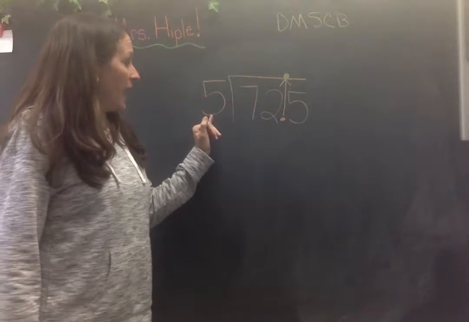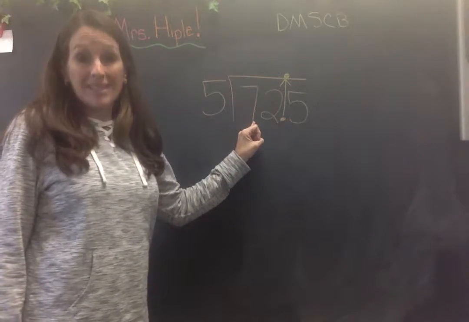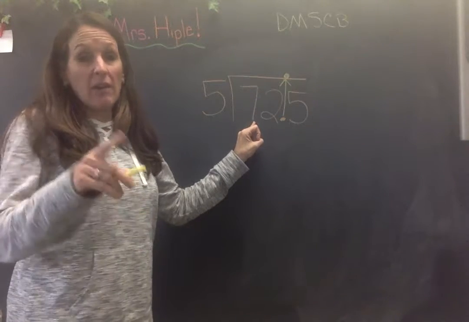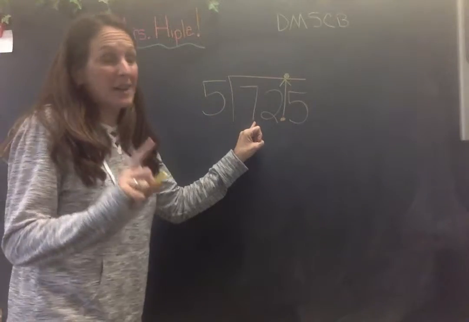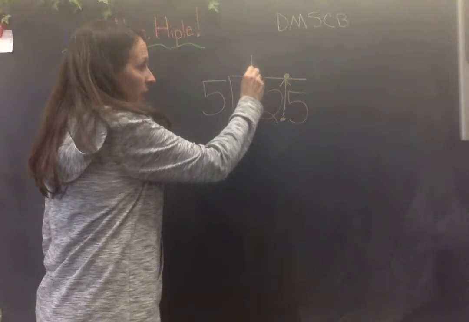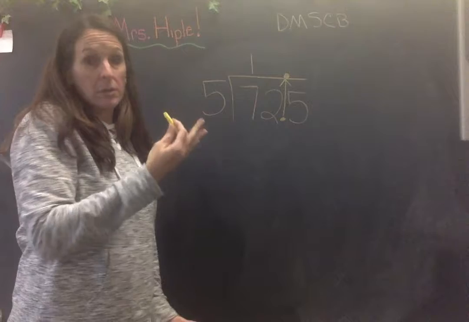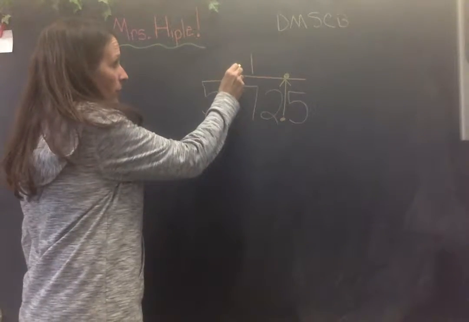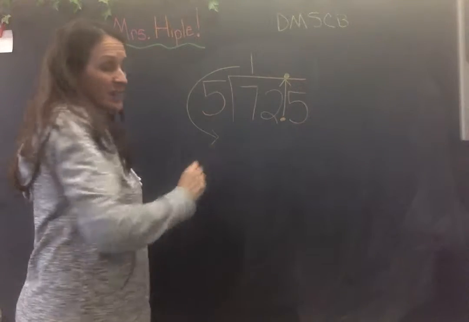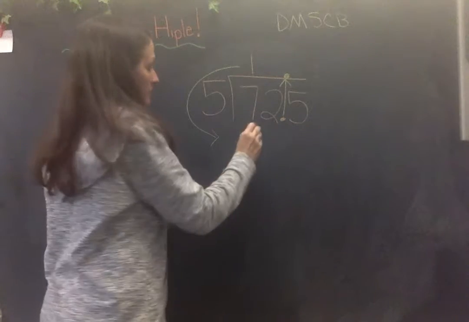5 going into 7. So what is 7 divided by 5 without going over? You should say 1. So it goes, remember, all of my answers go on the top of the house. So dividing, now I multiply. So let's multiply around. 1 times 5 is 5.